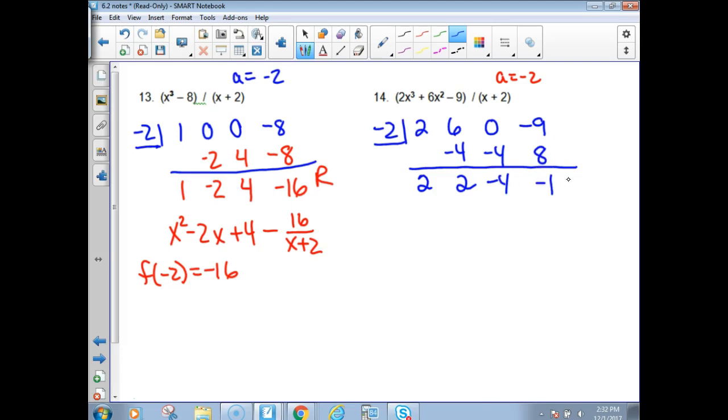Okay, what that tells me again is I've got a remainder. That's f of negative 2 is negative 1. That's one thing it tells you, which is actually a point on the graph. And the lower power is from cubic to squared, so this would be 2x squared plus 2x minus 4, and then minus 1 divided by x plus 2.